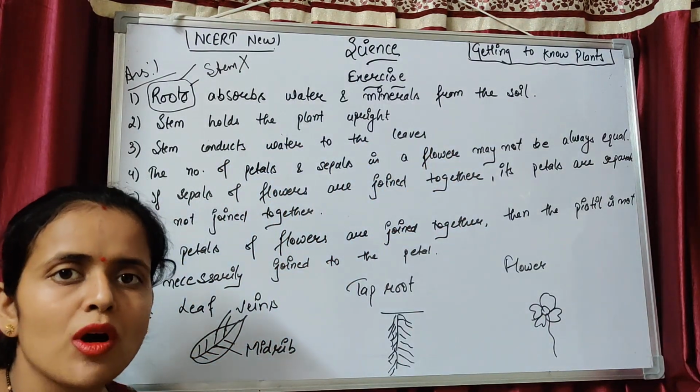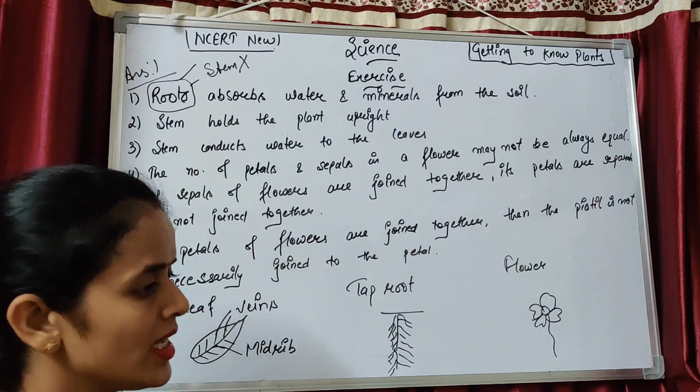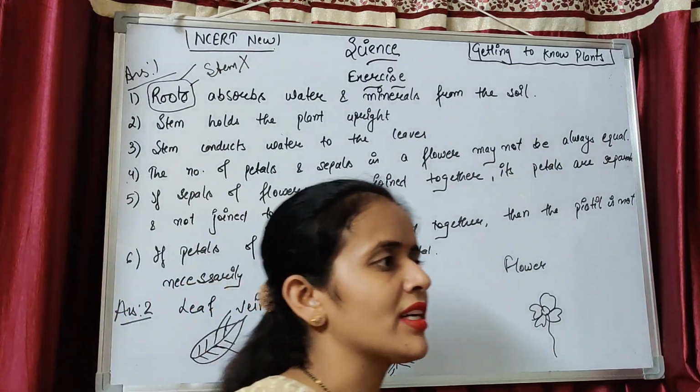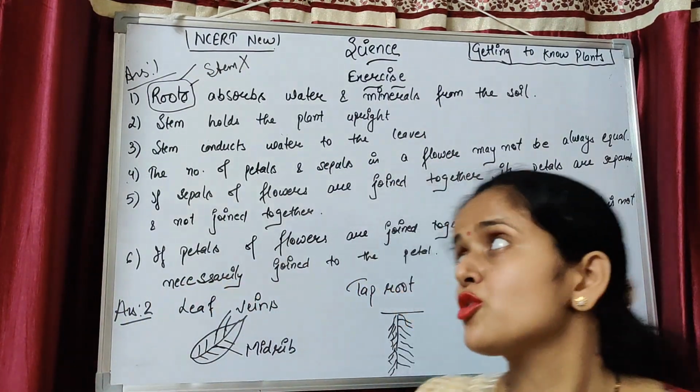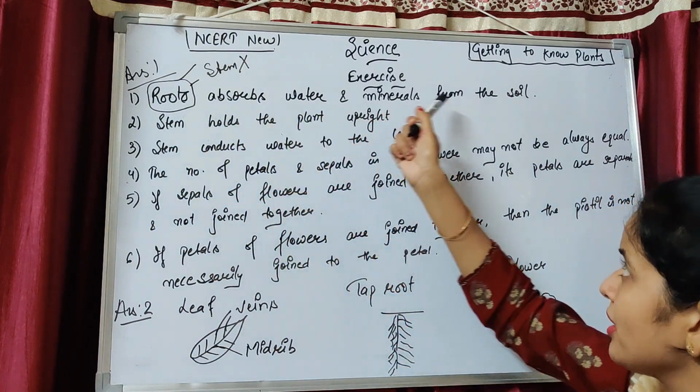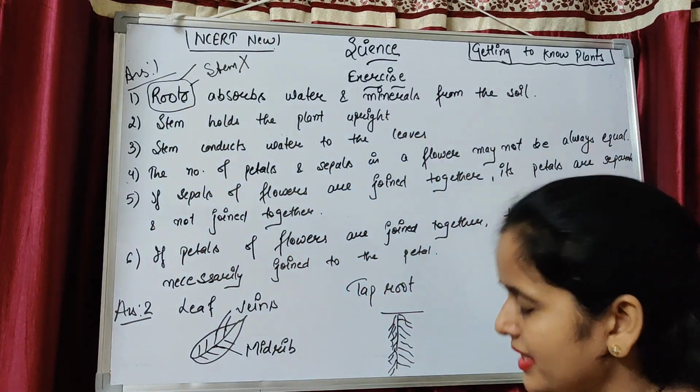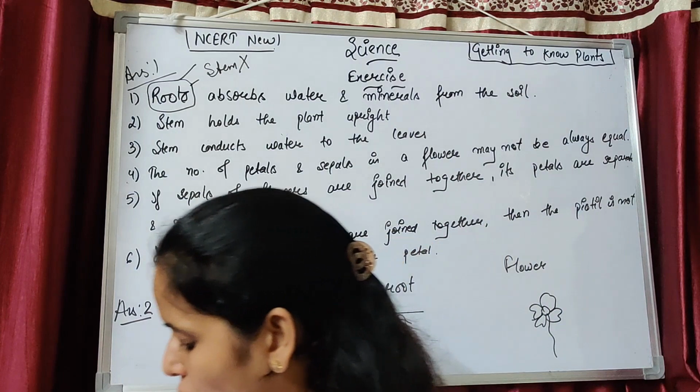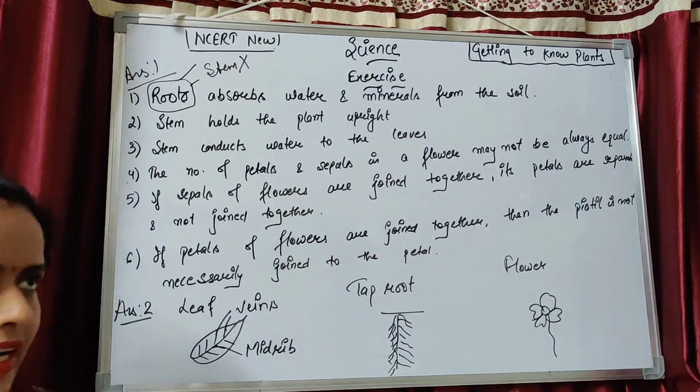Stem never absorbs anything from the soil. Stem will take from the root and transfer to the parts of the plant. So root will absorb water and minerals from the soil. Correct? Second part. Leaves hold the plant upright.